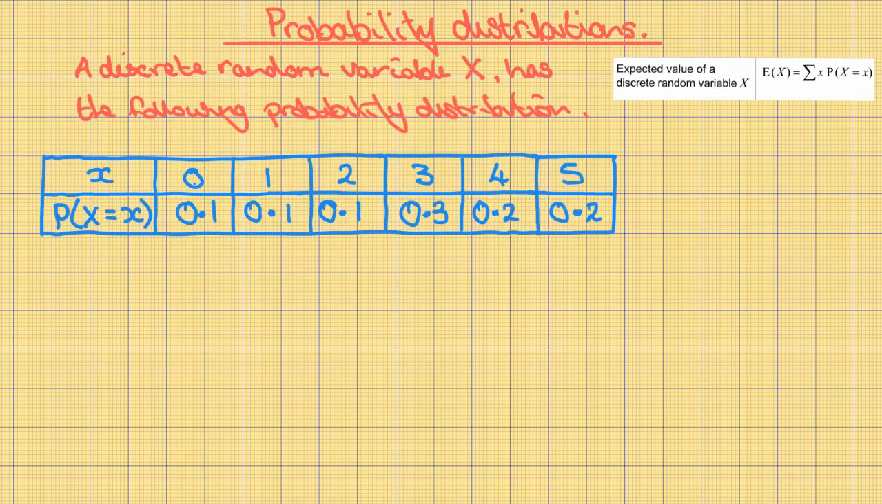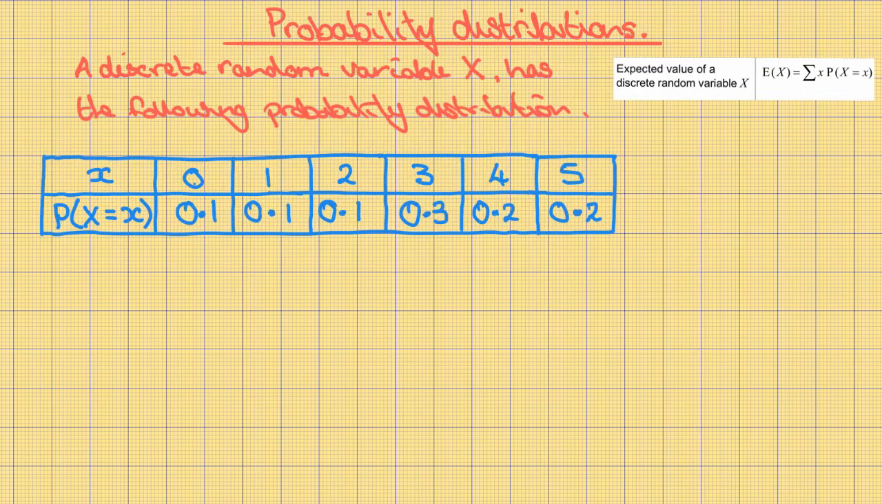Probability distributions. In this video we're going to take a look at all the concepts required to answer a typical IB probability distribution question. Here we have a typical question. A discrete random variable x has the following probability distribution. The first thing we're going to do is totally dissect this question. These sort of questions can quite easily confuse IB students.